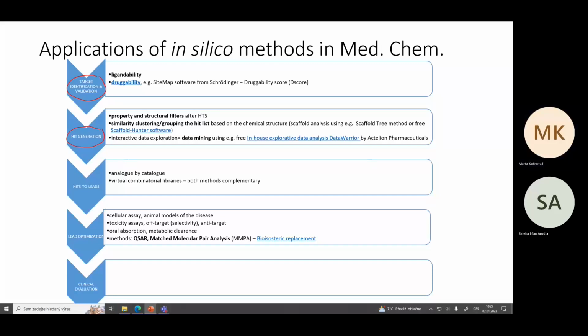So this is very helpful when we deal with big databases of compounds and we found some of them active. So we can explore the hits based on the similarity clustering.